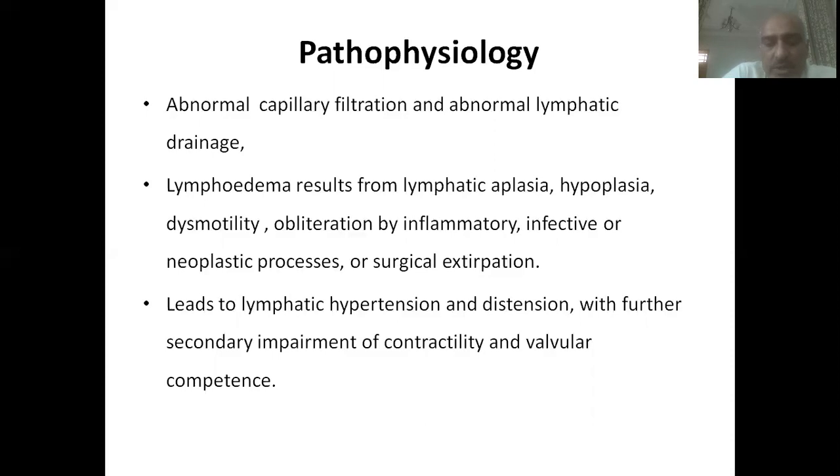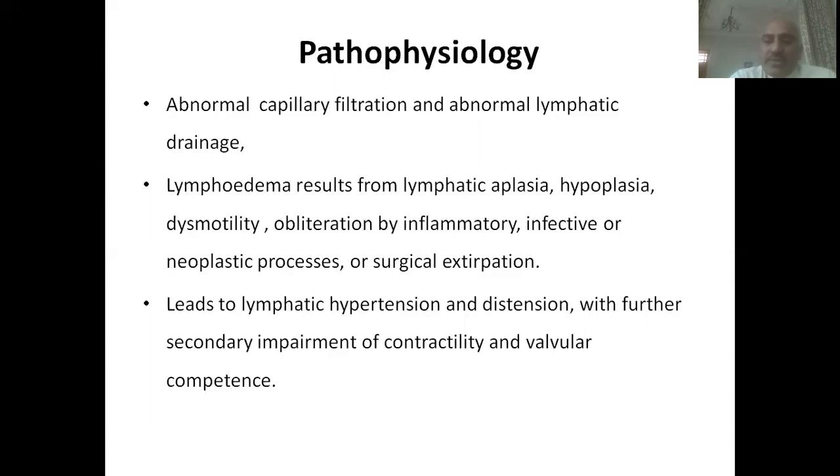Now, as I told earlier, the lymphatic system consists of lymphatic channels and lymph nodes. So either the lymphatic channels are defective or the lymph nodes are defective. Now, what are the reasons for their defect? Lymphedema results from lymphatic aplasia, hypoplasia, dysmotility, or obliteration, like when they are destroyed by some inflammatory process leading to fibrosis, infection or neoplastic process, or surgical extirpation, like when you have performed some major surgery and those channels or lymph nodes have been removed.